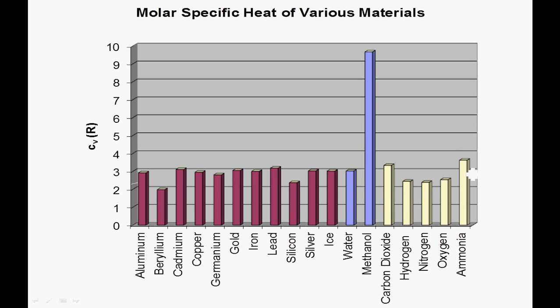Ammonia has a bigger molar specific heat. Why? It's got more degrees of freedom. Carbon dioxide has more than 2 atoms in the molecule, so it has more degrees of freedom. Methanol is huge. Why is methanol huge? It's a big floppy molecule with lots of degrees of freedom.